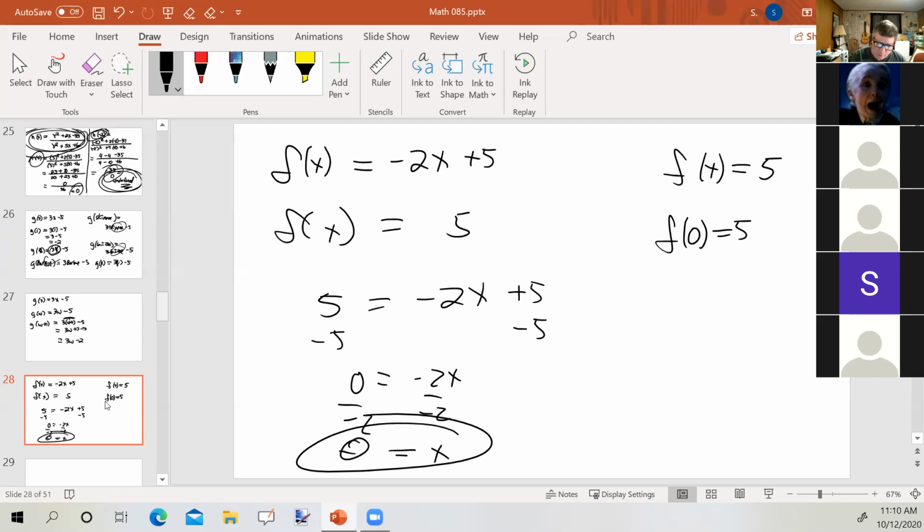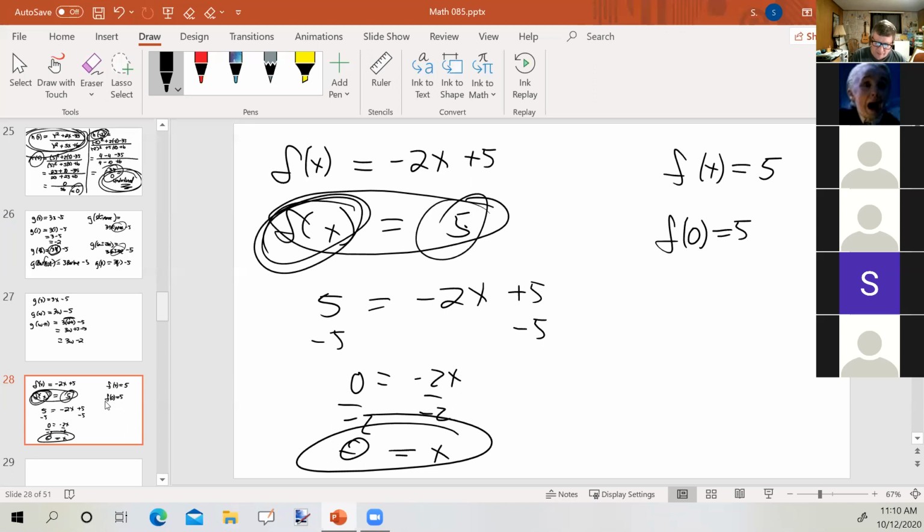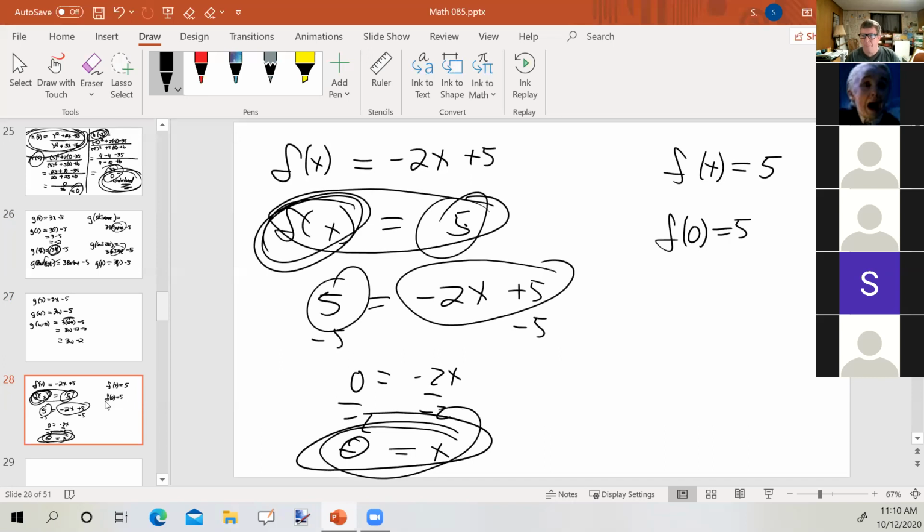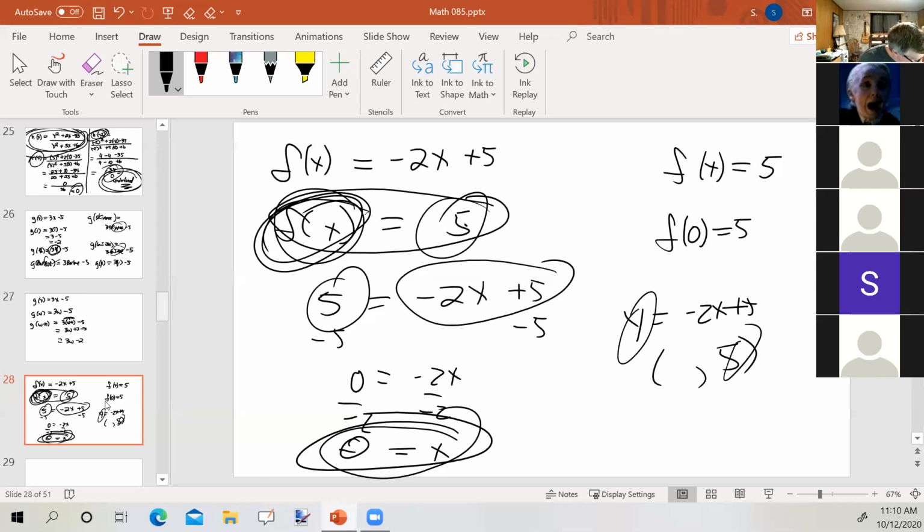How did I determine that? Well, I wanted 5 to be the output. So I said, when is f of x equal to 5? Well, when is this equal to 5? When x is 0. So that was a case of, it'd be like saying y equals negative 2x plus 5. Complete the given ordered pair. Okay. So you put 5 in for y and solve for x. In this case, we put 5 in for f of x and solved for x. Let's do another one of these because I suspect there is some question there.